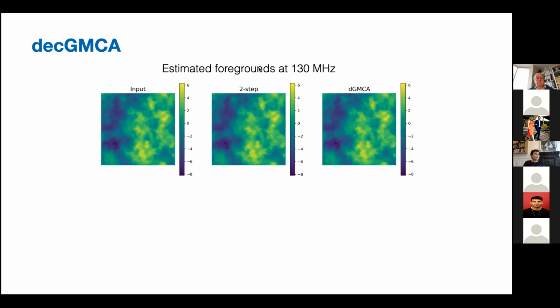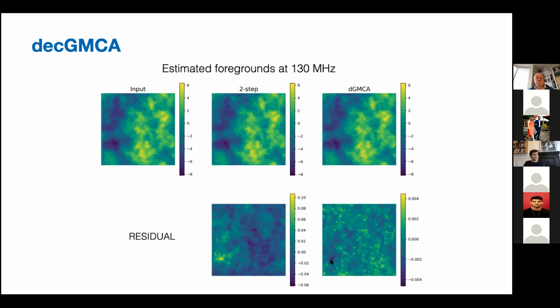Here I have my input. This is my two-step deconvolve via GMCA, and this is the DEC GMCA solution. And this is how the residuals look. So here, it does look more like the EOR signal should look. Here, there is still some leftover large-scale structure feature that probably comes from the deconvolution step.